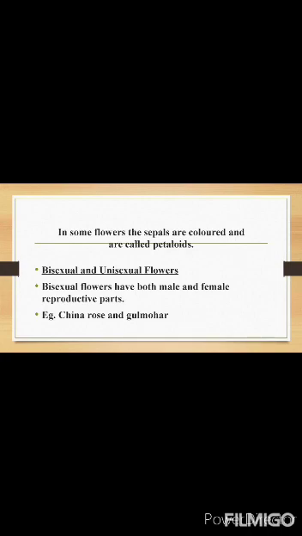Bisexual and unisexual flowers. Bisexual flowers have both male and female reproductive parts. Example, China rose and gulmohar. Unisexual or monosexual flowers have only one, either male or female reproductive part. Example, cucumber and papaya.